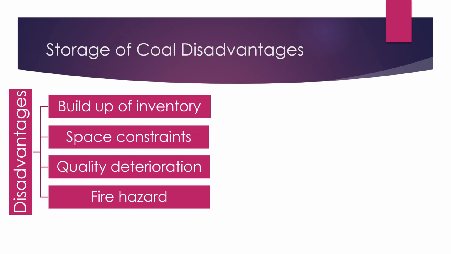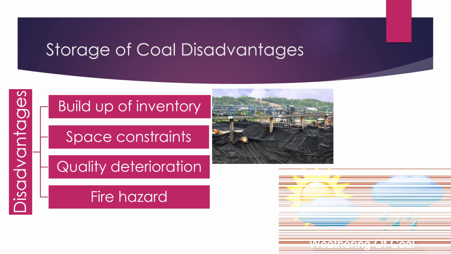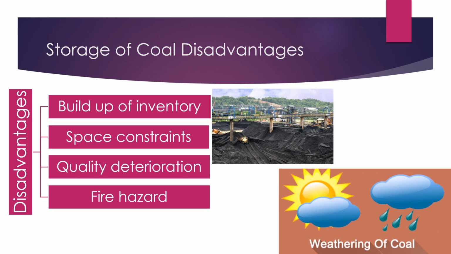Now coming to the disadvantages of coal storage. The disadvantages are: the inventory of coal will increase, storage of coal exhausts space, and the quality of coal degenerates when stored in the storage yard as it absorbs moisture and other impurities present in the atmosphere. So, for a given amount of coal fired in the furnace, moisture content increases, which affects the combustion process.